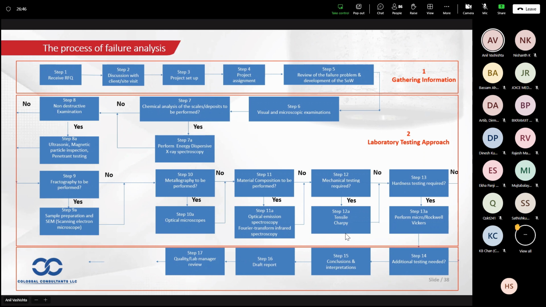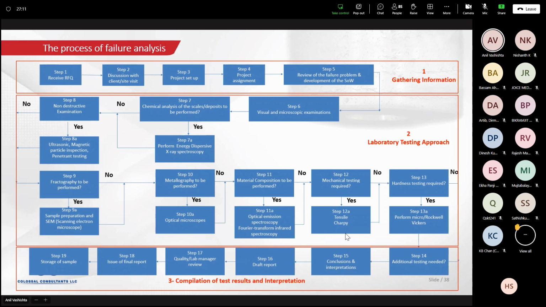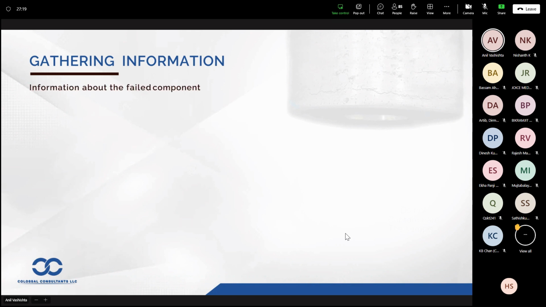We make a draft report and submit it to the lab manager for quality review, and then issue the report and retain the samples. The samples are stored for a period of 1 month to 3 months as requested by the client, and it also depends on the company's retention policy. So this is basically the complete cycle of failure analysis. And the third step is compilation of test results and interpretation. We come to the first stage of failure analysis, which was gathering information.